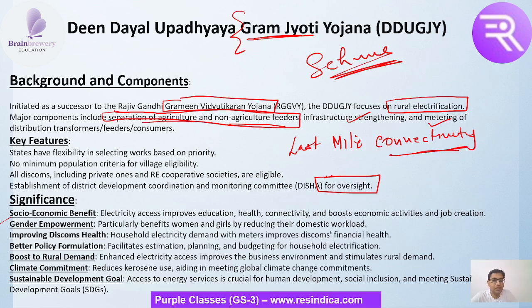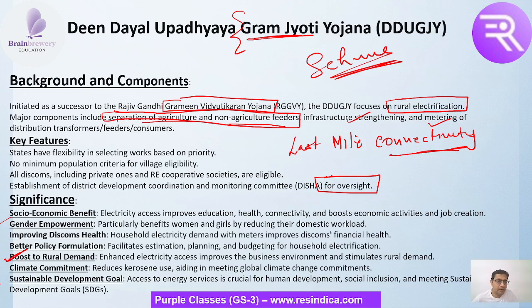Then discoms' health will also improve because more and more demand will be generated, more and more meters will be connected, and automatically you will get the revenue sources. Better policy formation, because people will be getting household electricity, they will be able to estimate, plan, and budget for household electrification. Then rural demand will increase, because once they have electricity, they will be opening businesses, and because of that rural demand will increase and will be converted into a circular economy.